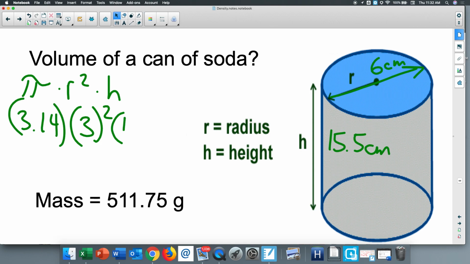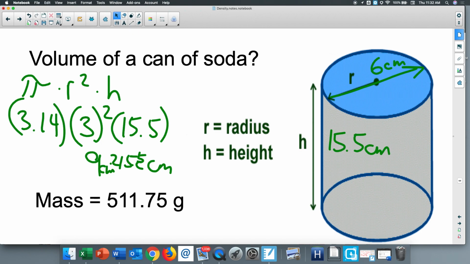3 times 15.5. So, Mallory, you're going to try to answer farther questions. This is 9 times 15.5. By the way, 9 is going to be centimeters squared. 15.5 is in centimeters. So I'm going to end up with a number that is centimeters cubed.